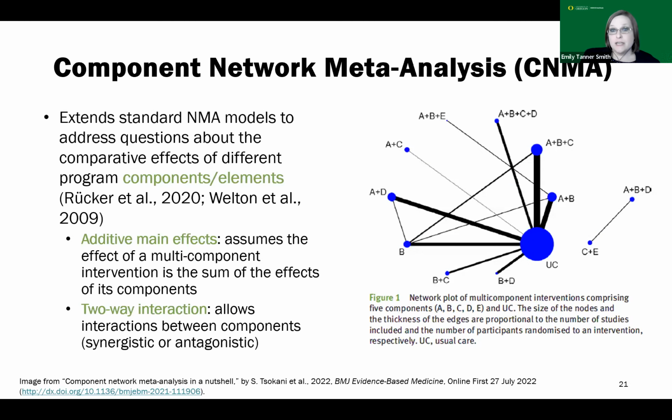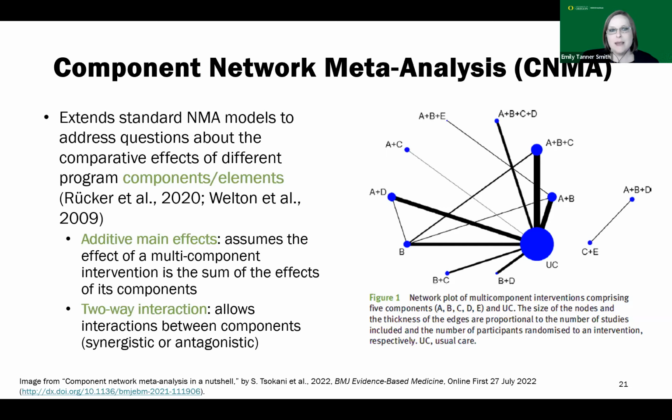Now, I also want to briefly mention here another valuable extension to NMA, which is component network meta-analysis, or CNMA. So many of the interventions that we study in prevention are what you might consider complex interventions, right? And so we are often interested in multi-component interventions that have multiple active ingredients or multiple key components embedded within them. Well, CNMA models extend the logic of a standard NMA model and can be used to examine whether, for instance, programs that use component A are more effective than programs that use component B or component C, or maybe are they more effective than programs that use components A, B, and C.